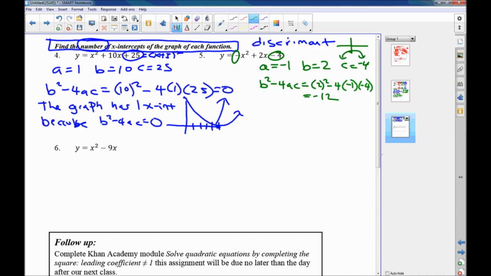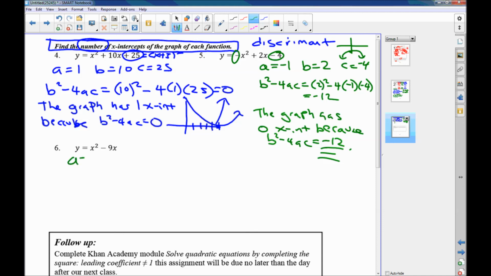Okay. All right. Let's see. Let's write our final answer. The graph has 0 x-intercepts because B squared minus 4AC is equal to negative 12. This negative number messes us up. Okay. All right. Last one.